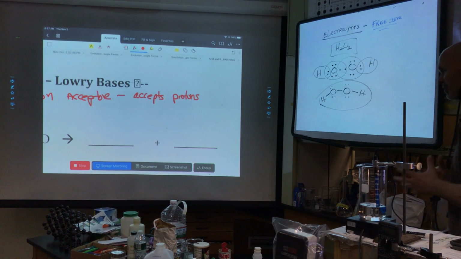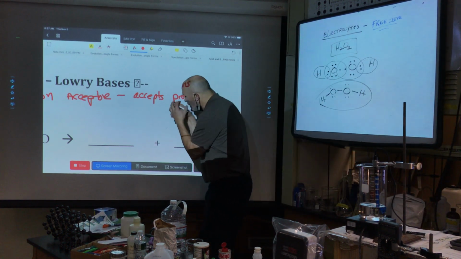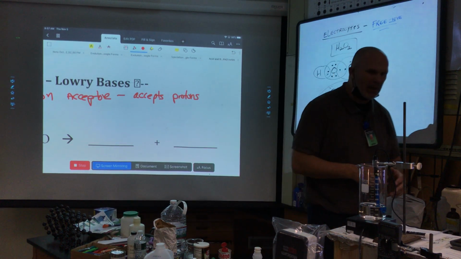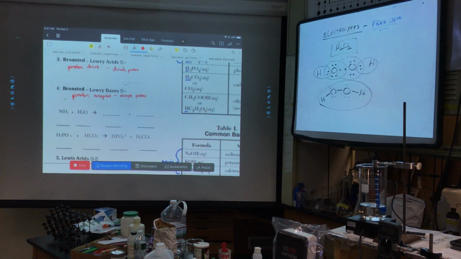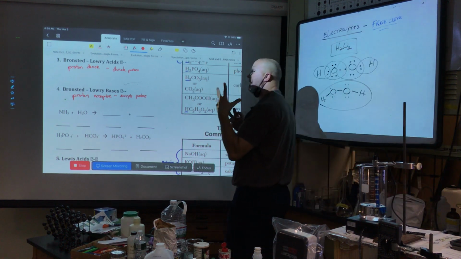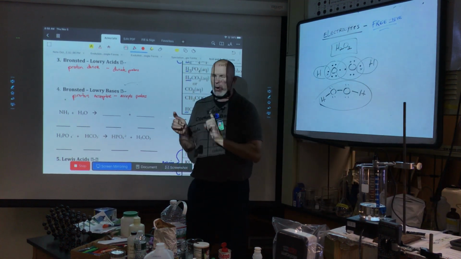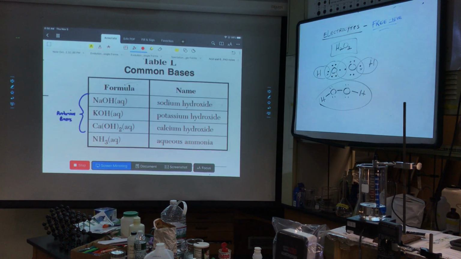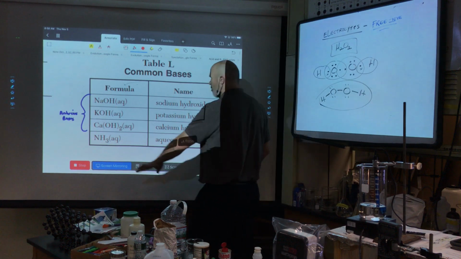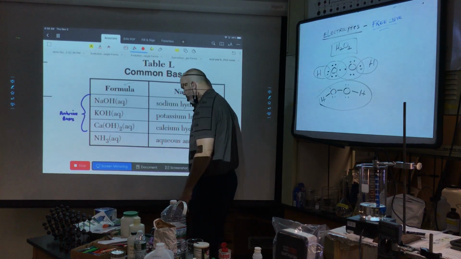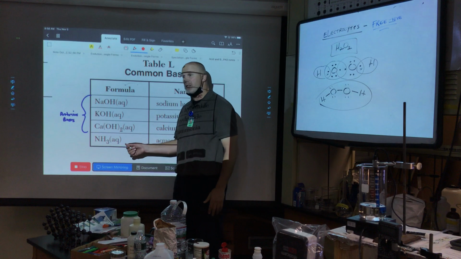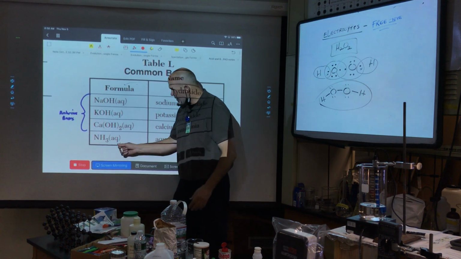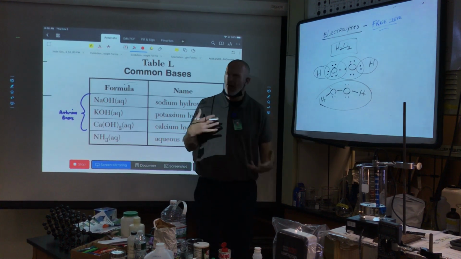Now, we know that H plus is a heat-seeking missile for electrons because it's so small and positive, it's going to go find some negatives. Okay, that means a base has to have some negatives that it's attracted to. So, I just showed you in table L that these guys are Arrhenius bases because they produce the hydroxide. We know aqueous ammonia is very basic, okay? When we look at the structure, it doesn't have a hydroxide. So how can it be basic?